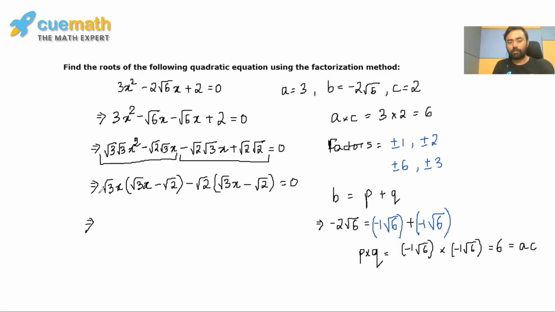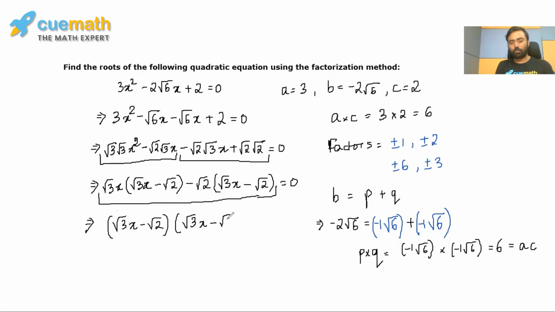Now between these two terms, again, we'll take the common factor, which is square root of 3x minus square root of 2. And then we are left with square root of 3x minus square root of 2 is equal to 0. Now we see that the two factors which we have got here are similar. So we'll equate one of them equal to 0.